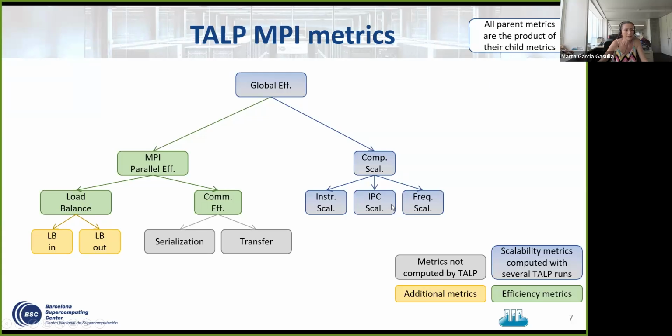Regarding the scalability metrics, as I said, we need several runs. As TALP is giving you the metrics for a single run, then we cannot compute them. But it's true that TALP offers enough information for the user to compute these metrics by hand when they have several runs obtained with TALP. So you get one execution with TALP, you get the number of instructions, you get another execution with TALP, and you also get the number of instructions, so you can compute, in fact, the instruction scalability on your own with this information, although we are not able to provide it because we are just reporting metrics for one run.